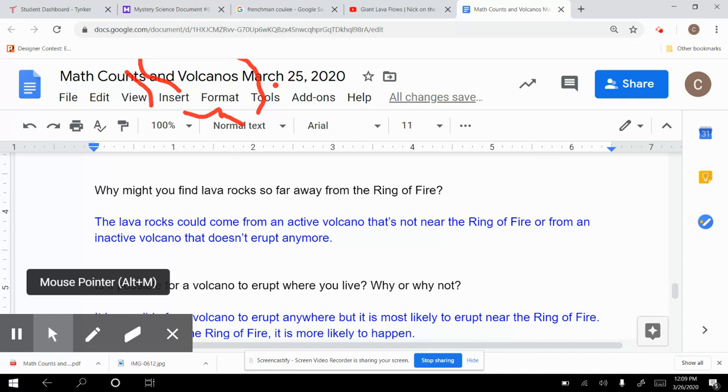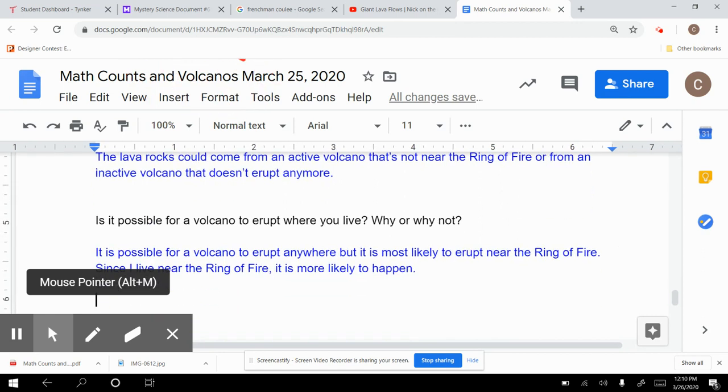Okay. So moving on, why might you find lava rocks so far away from the Ring of Fire? Well, just because there's not a volcano there now doesn't mean that there wasn't one there millions and millions of years ago that left its basalt rock. So the basalt rocks, these lava rocks that are found away from the Ring of Fire, could have come from an active volcano that's not near the Ring of Fire, because there are anomalies, or from an inactive volcano that doesn't erupt anymore, like the one that we saw in the video where it looks just like a rounded hill, but at one time it was definitely a volcano.